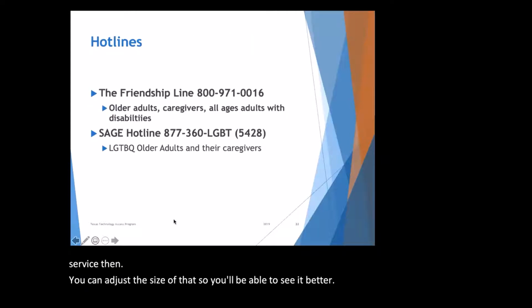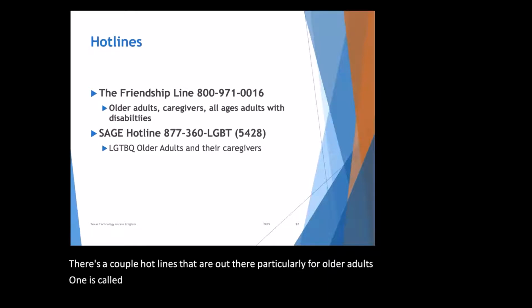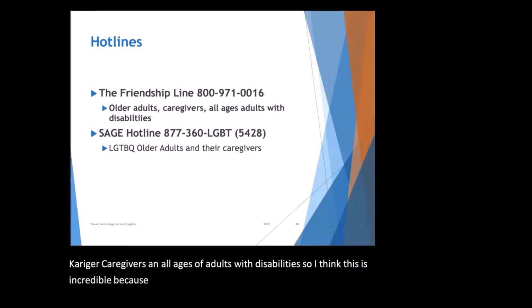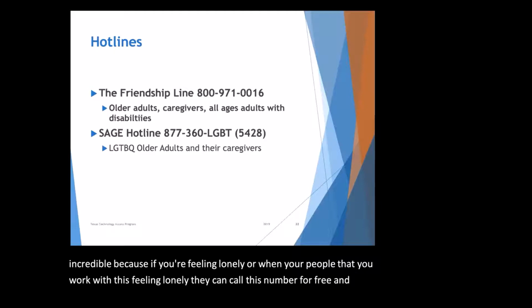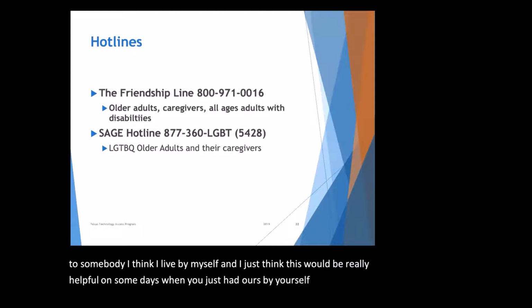There's a couple of hotlines that are out there, particularly for older adults. One is called the Friendship Line. And it's for older adults, their caregivers, and all ages of adults with disabilities. So I think this is incredible, because if you're feeling lonely, or one of the people that you work with is feeling lonely, they can call this number for free and talk to somebody. I live by myself, and I just think this would be really helpful on some days when you've just had hours by yourself and haven't interacted with another person.